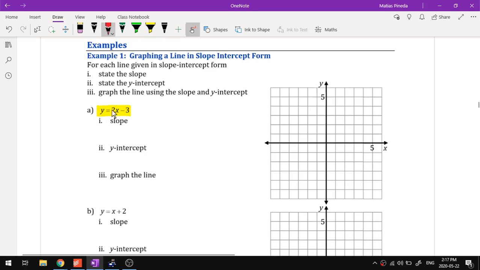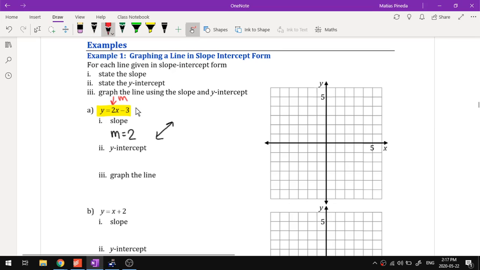So remember that this first numerical coefficient here, the 2, which is often abbreviated with just the m as in slope, is going to be our slope. So we can say that the slope is 2. It is positive, which means that our linear function, when we graph it, will be rising from left to right, something along the line like this.